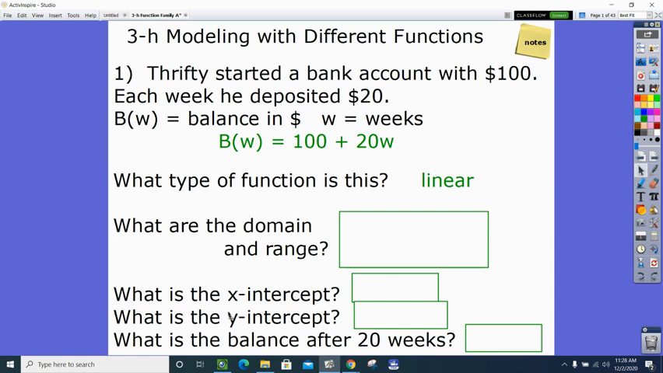Okay, so before we move to these other questions, we're now going to do the graph. I'm going to get the domain and range, the x-intercept, and the y-intercept off the graph, and then we'll revisit this one at the end.